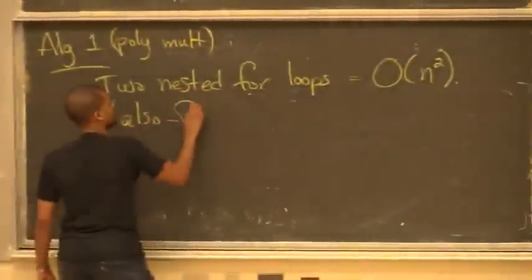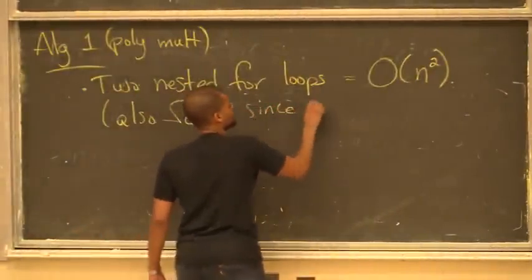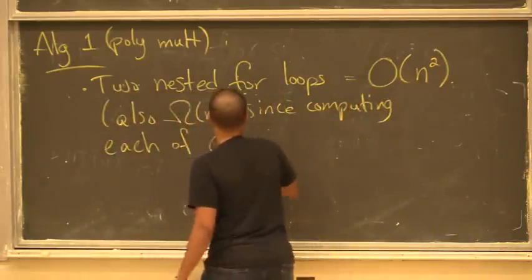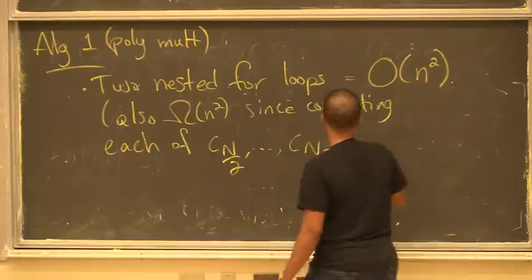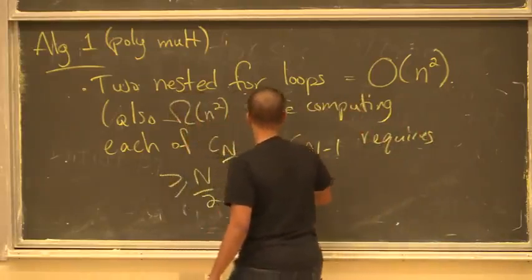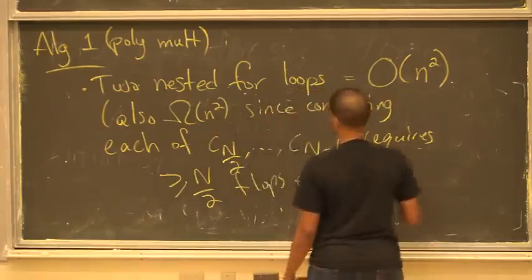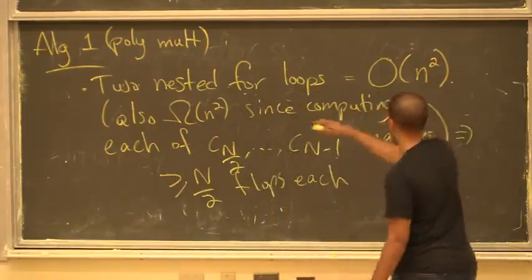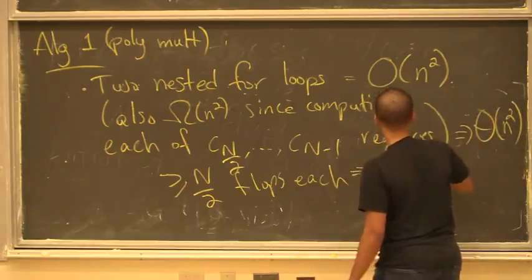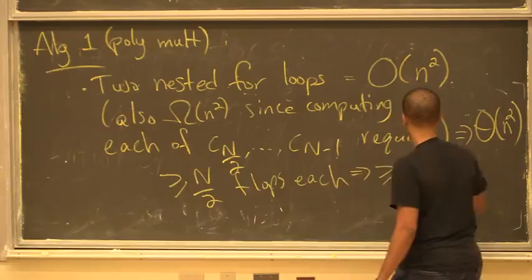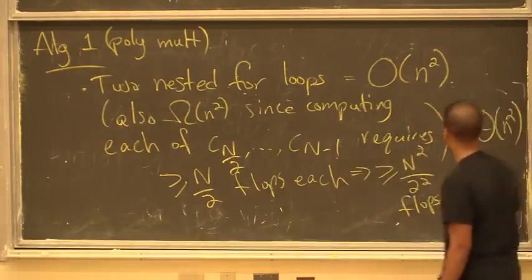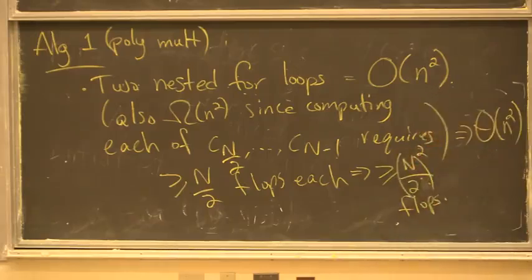It's also omega n squared, since computing each of, let's say, Cn over 2 all the way to Cn minus 1 requires at least n over 2 flops each. So therefore, we have the big O, we have the omega, so it's theta n squared. Right? So this implies your work is at least n over 2 squared flops, right? Let's write it like n over 2 squared. Okay? Does that make sense?